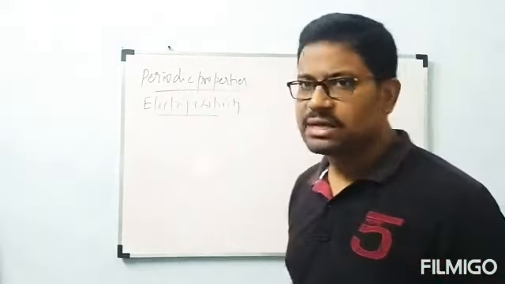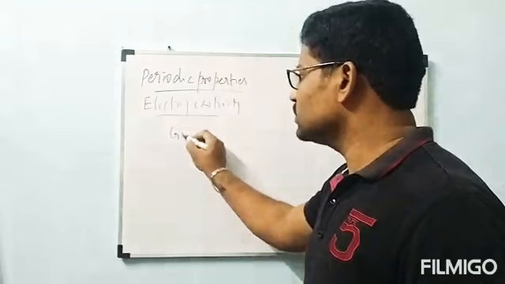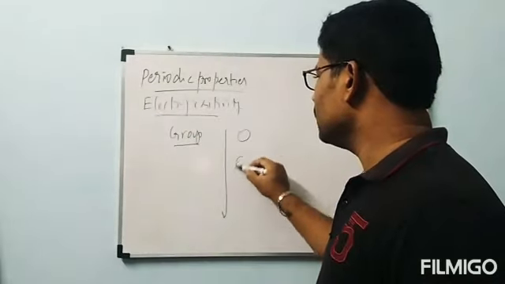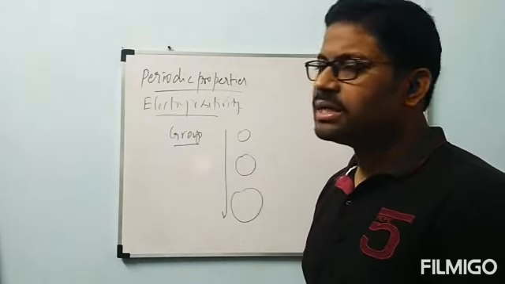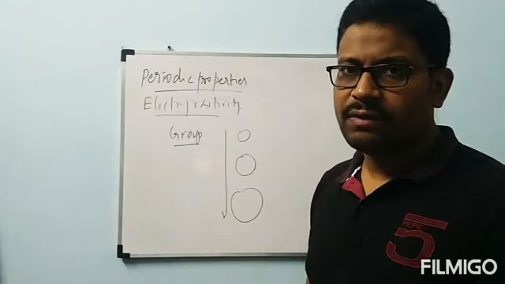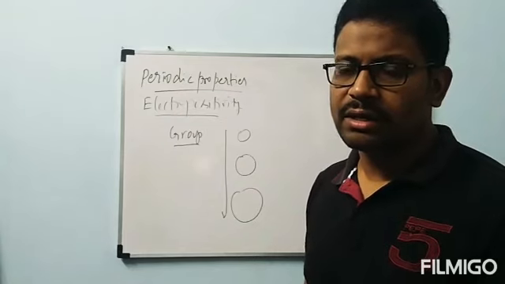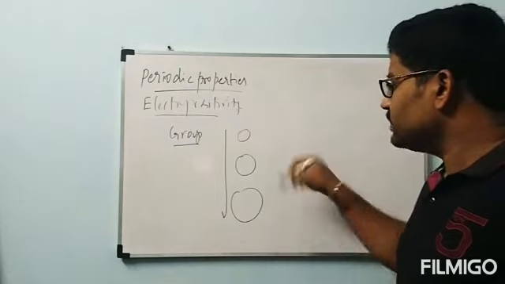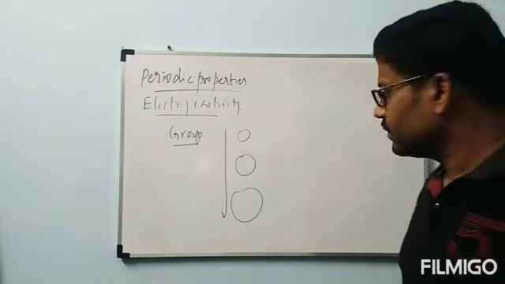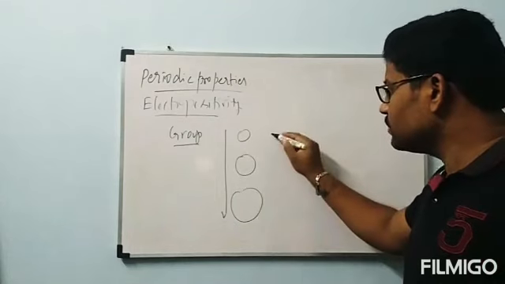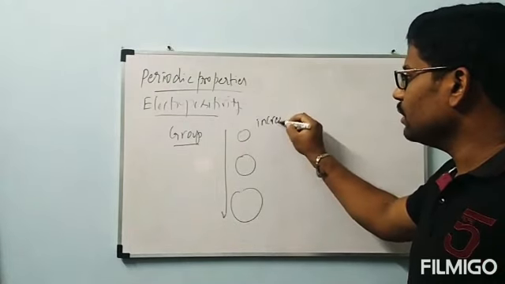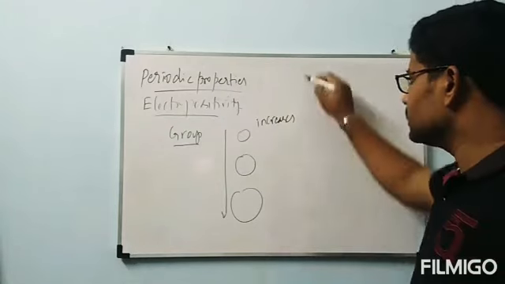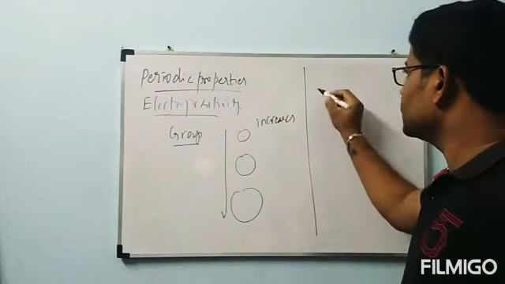Now, how is electropositivity going to vary in a group? Group, top to bottom, what happened to size? Size increases. Every property is related to atomic size only. We have to be very thorough about atomic size. Top to bottom, atomic size increases. Then which element can lose the electron easily? The big atom. So top to bottom, atomic size increases and electropositivity also increases. This is in groups. Next, periods.